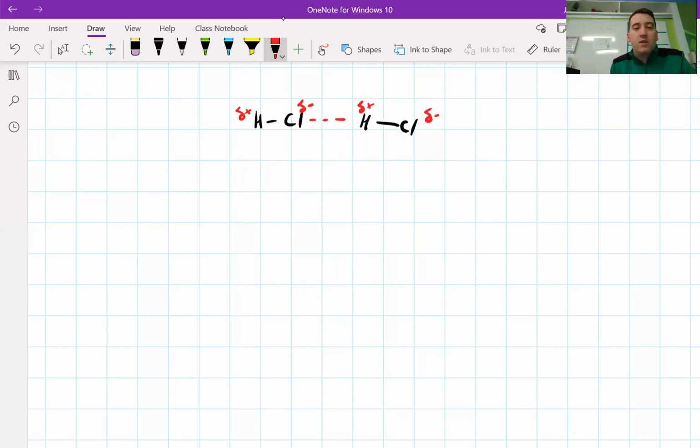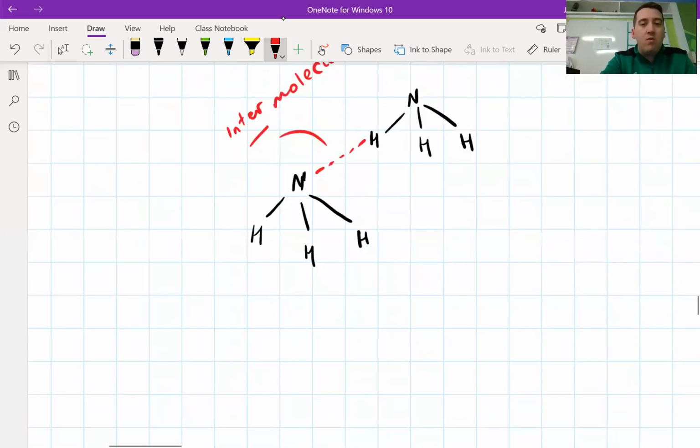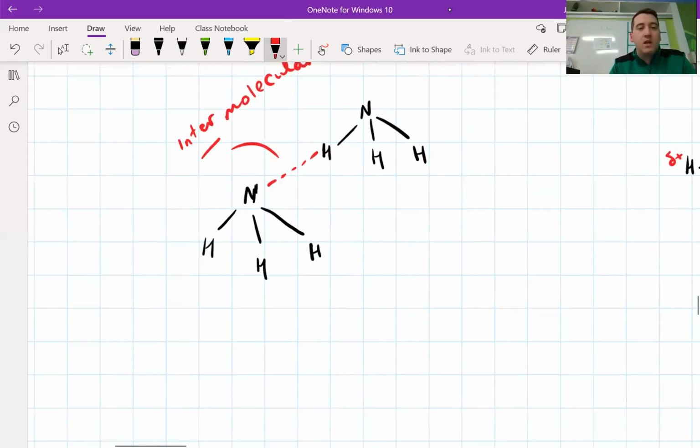So this here was an example of a dipole force of attraction. It exists where you have molecules that have permanent dipoles like this, polar molecules. What we're going to look at today is a special case of dipole forces, where sometimes they can be just a little bit stronger. This substance here, ammonia, is a good example of this, so I'm going to start by looking at this for a second.